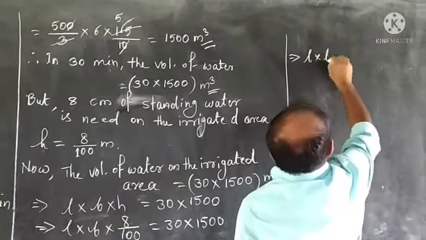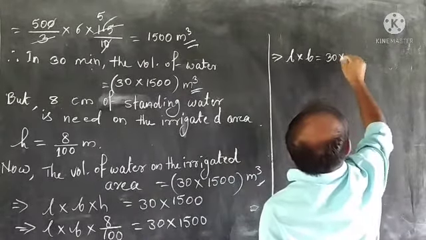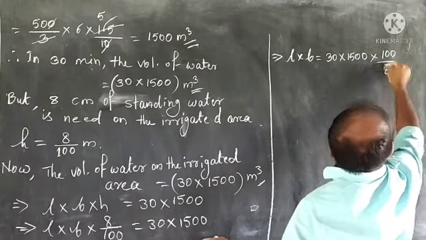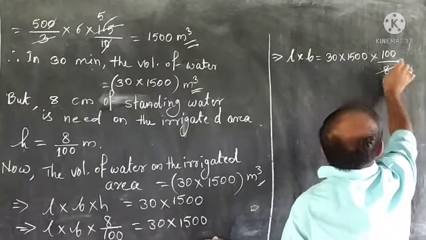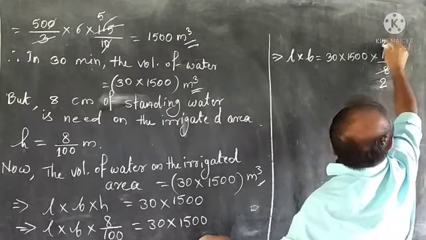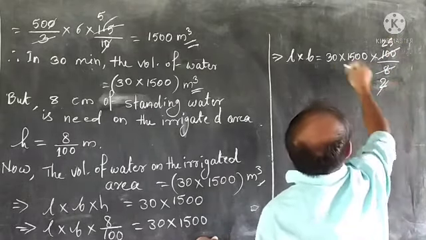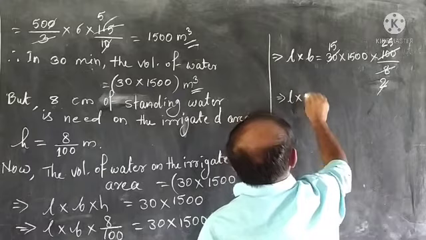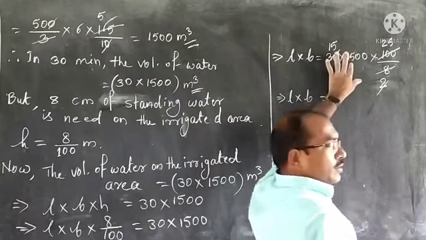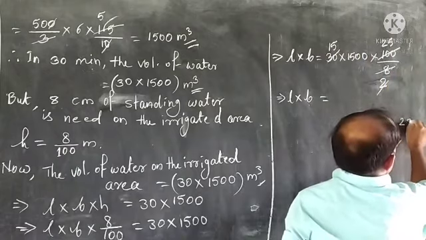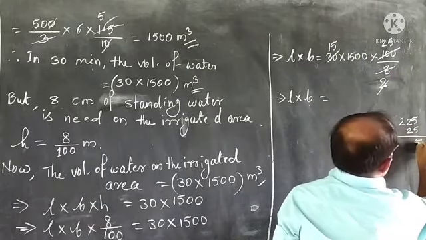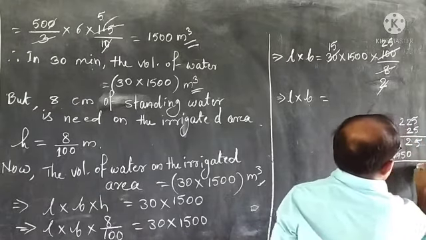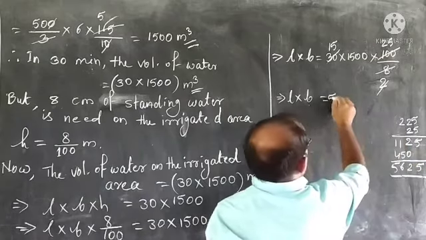So, length into breadth is equal to 30 into 1500, and 8 by 100 comes to the RHS, it will become 100 by 8. We will cut: 4 2s are 8, 4 25s are 100. By 2 also it is possible to cut, 2 15s are 30. So, what do we get finally? Length into breadth is equal to 15 into 15 into 25, that is 225 into 25. 225 into 25: 5 5s are 25, 10, 12, 11, again 450. We get 5, 6, 2, 5.